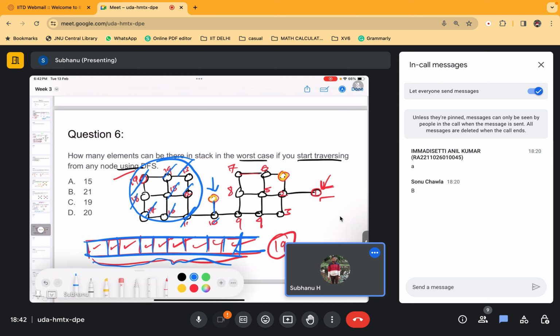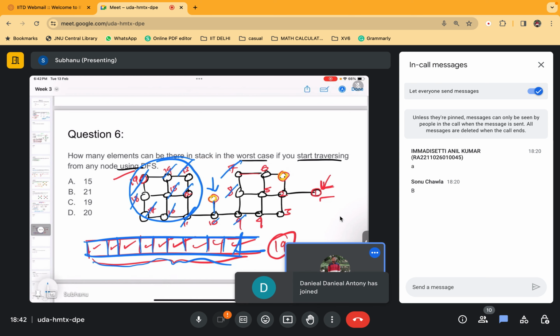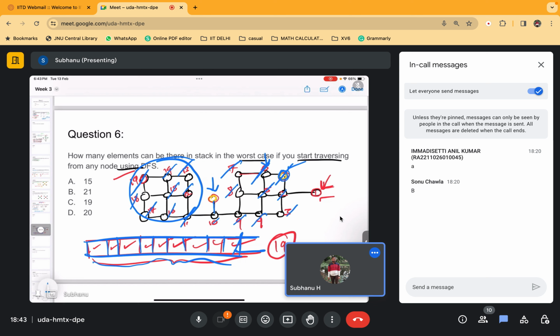Now you come here, this will be popped up, this will be popped up. Whenever you come to node 6, you will see that you have a node in your neighborhood that is not already visited, so you will visit this node, your computation will be done, and this will be popped up, and 6 will also be popped up. Then 5, 4, 3, 2, 1. So, got it? That is how the 19 is coming. So 19 is the correct answer.